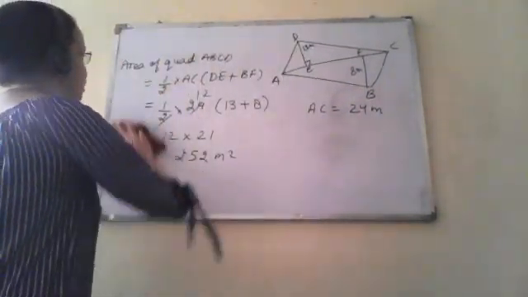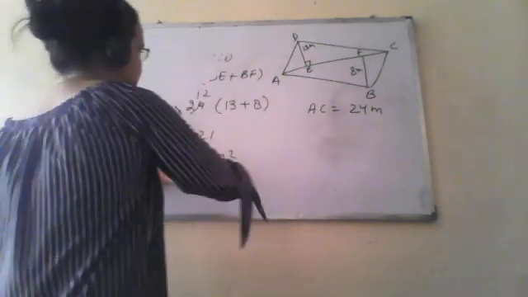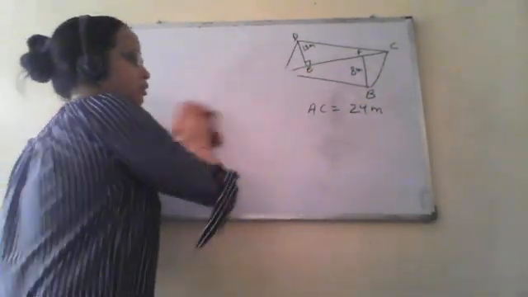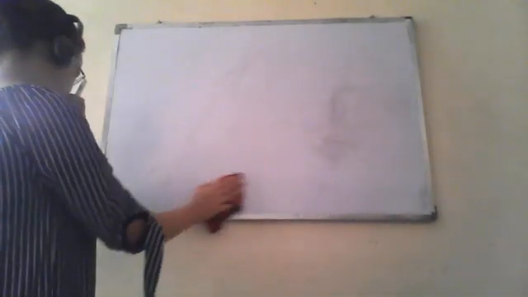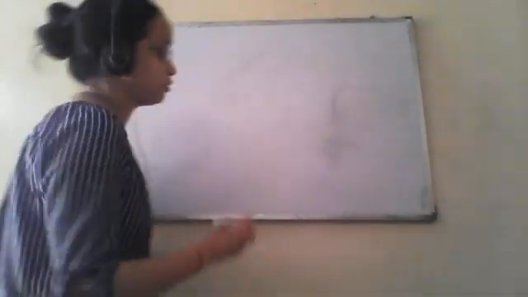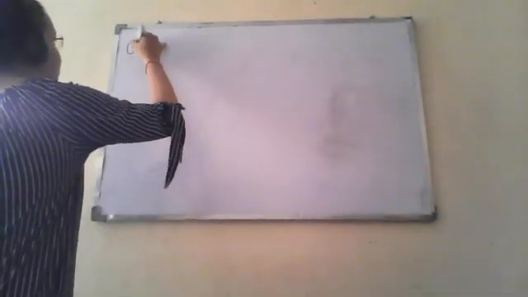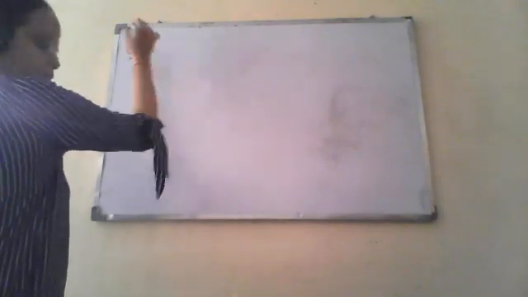Now the fifth question. Question number 5 says the diagonals of a rhombus are 7.5 and 12 centimeter. Find the area.